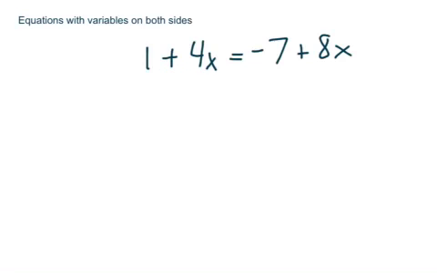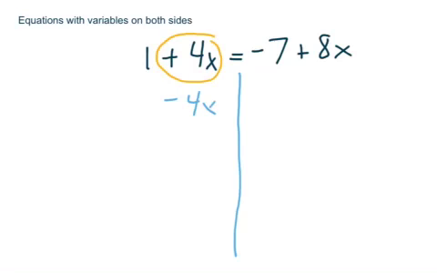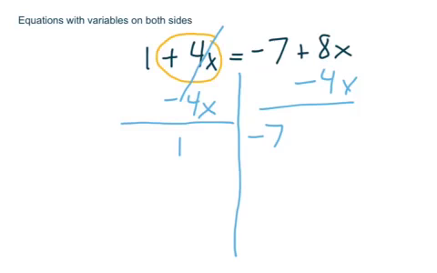Plus 4x, and don't forget I want to put a line down here for my equal sign. So I'm going to do the inverse of plus 4x, and I am going to subtract 4x from both sides. So on this left-hand side, those cancel out, and I'm left with just a 1. And on the right-hand side, I still have that negative 7, and a positive 8x minus 4x gives us a positive 4x. So now we're down to a two-step equation.